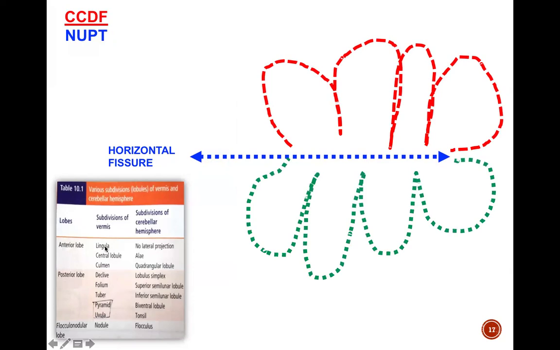We know that there are only nine structures of the vermis: one, two, three, four, five, six, seven, eight, nine. Just write CCDF, and after that write NUPT. In the anterior-most part there is the lingula. What does this C mean? This one is the central lobule. This C is the culmen. This D is the declive. This F is the folium. Similarly, T is tuber, P means pyramid, U means uvula, and N means nodule.